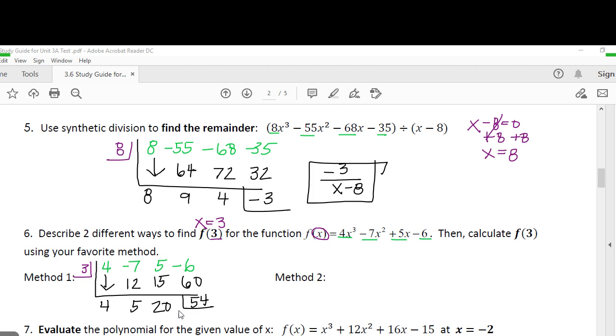Now here, this is called the remainder theorem. And f of 3 equals the remainder, 54. So when x is 3, my y will actually be 54.